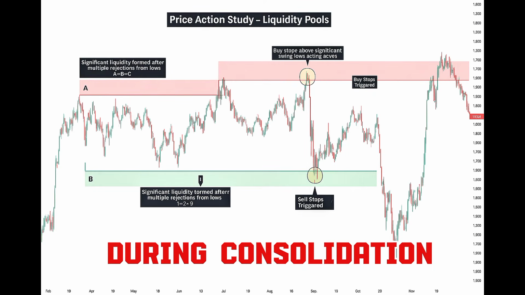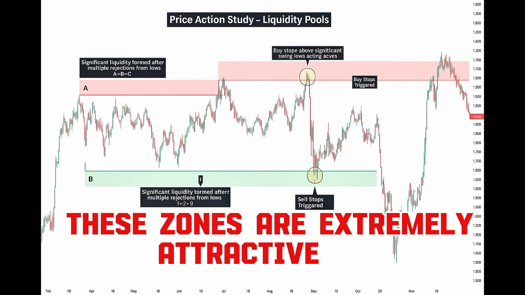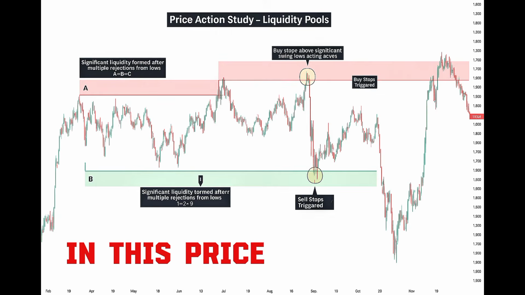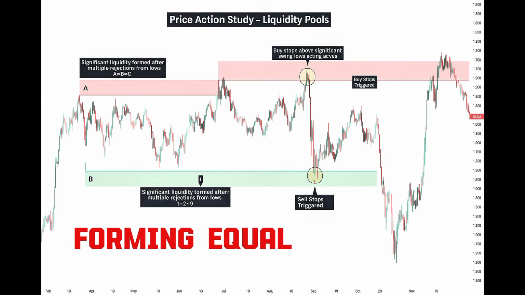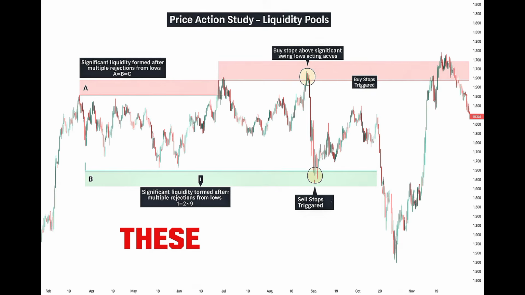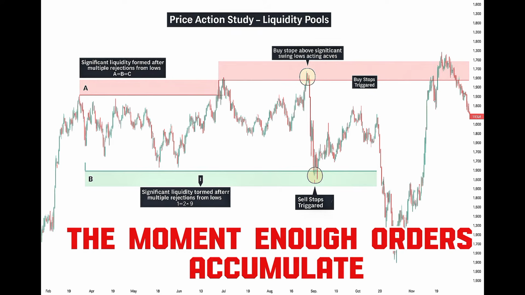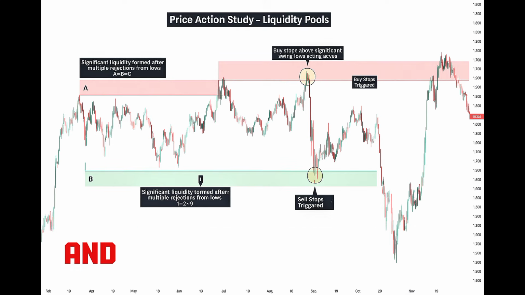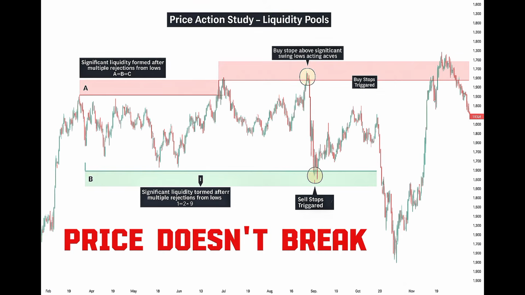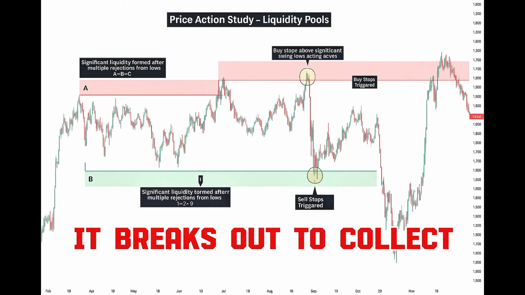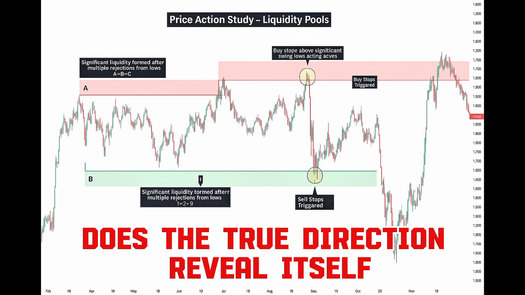During consolidation, liquidity builds on both sides of the range. These zones are extremely attractive for institutions. In this price action study, you'll see how the market ranges between two boundaries, forming equal highs and equal lows. These are not just structure, they're liquidity magnets. The moment enough orders accumulate, price breaks out, sweeps the pool, and then reverses sharply. This confirms one thing: price doesn't break out to continue, it breaks out to collect. Only after a clean sweep does the true direction reveal itself.